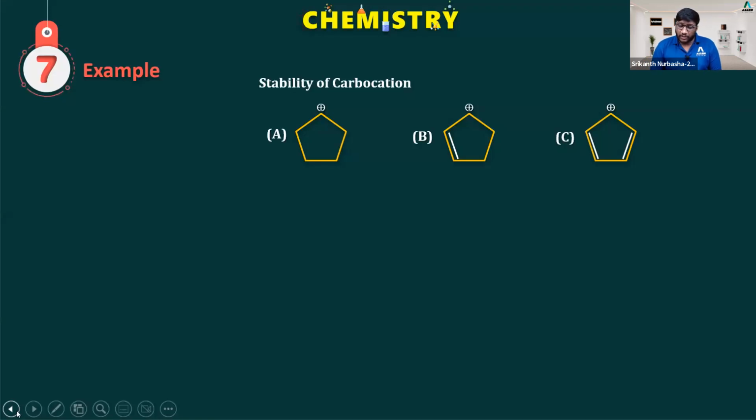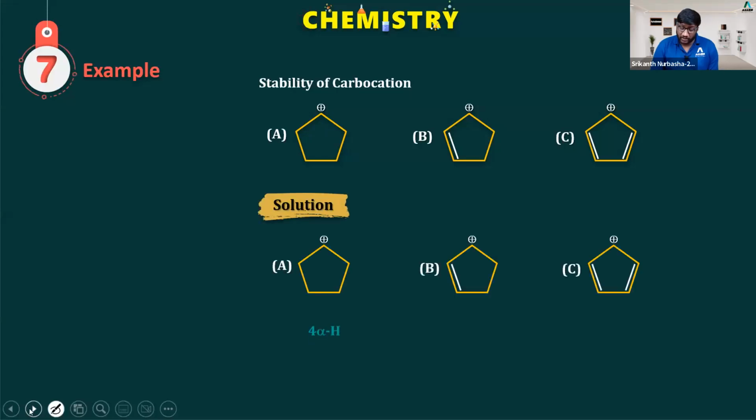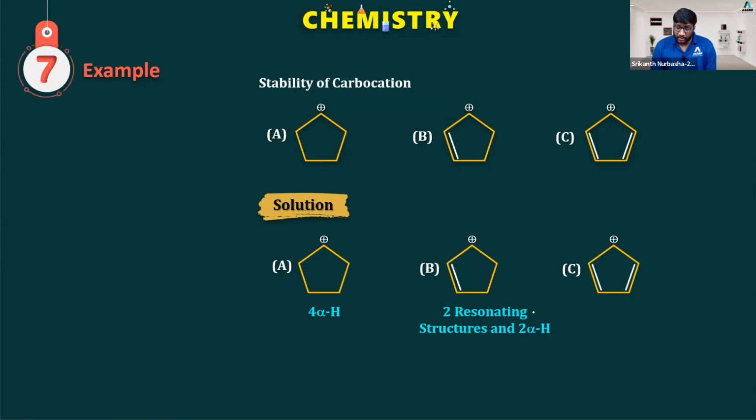More number of resonating structures, fine. Any other property it has? It is anti-aromatic. Yes, very good. Anti-aromatic in nature. So that anti-aromaticity has to be taken into account. So 4 alpha hydrogens in A, 2 resonating structures and 2 alpha hydrogens in B. In C, we have more number of resonating structures, but it is anti-aromatic in nature. C is anti-aromatic. Anti-aromatic always destabilizes. So B will be more stable than A. Then least stable is going to be C.